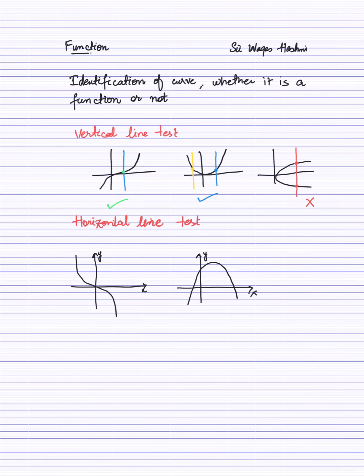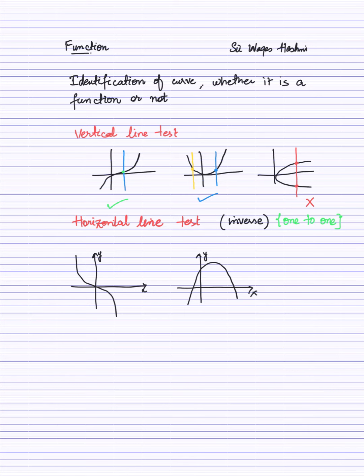Now the second case is the horizontal line test. Why do we use this test? In order to identify whether the inverse is possible or not, or whether your function is a one-to-one function or not. To find whether the inverse of a function exists, we usually follow the horizontal line test. Similarly to the vertical line test, we need to draw the horizontal line.